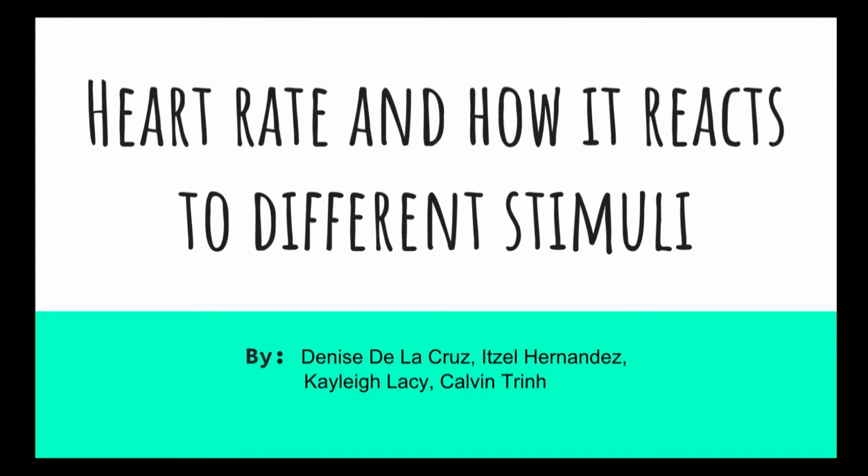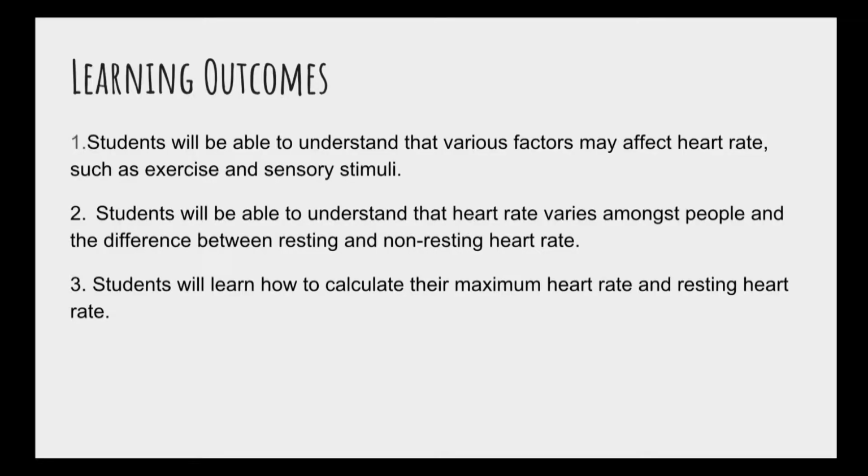Today we will learn about heart rate and how it reacts to different stimuli. Our learning outcomes are: students will be able to understand that various factors may affect heart rate, such as exercise and sensory stimuli. Students will be able to understand that heart rate varies amongst people and when resting and non-resting. Students will also learn how to calculate their maximum heart rate and resting heart rate.